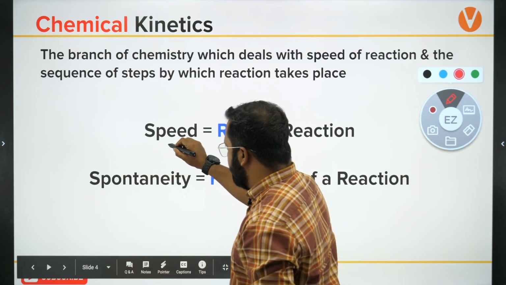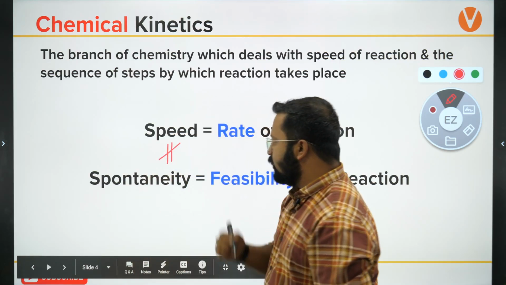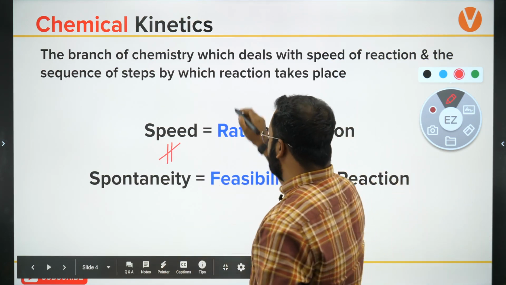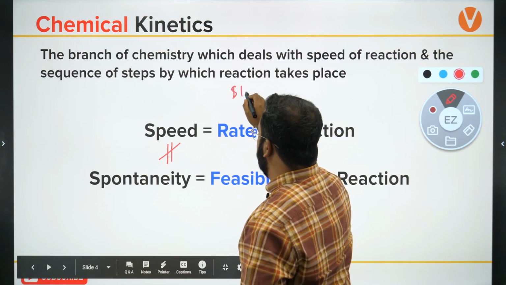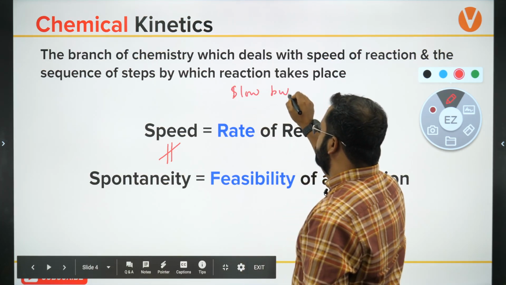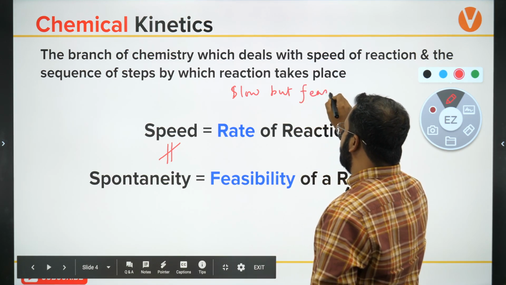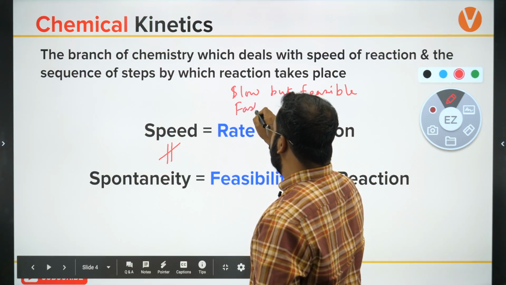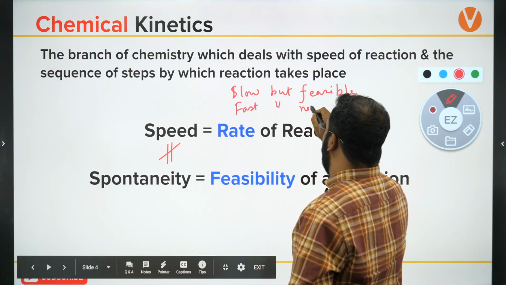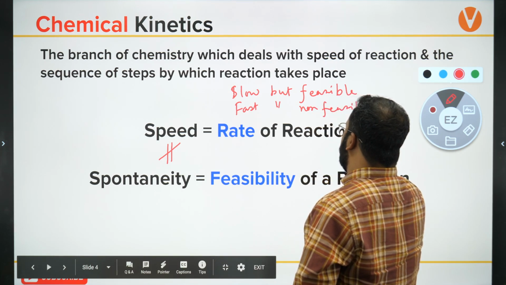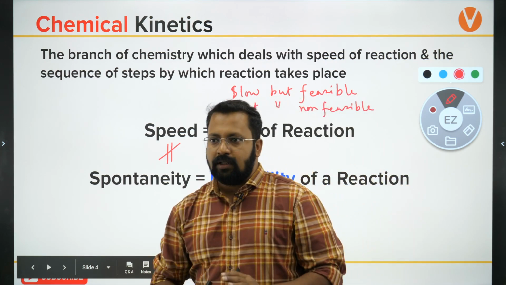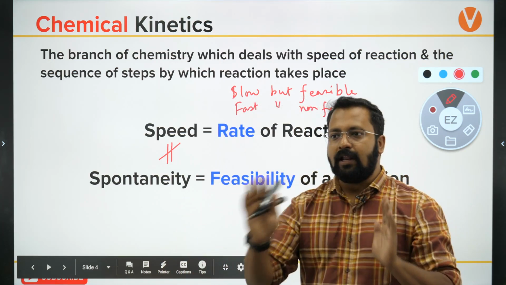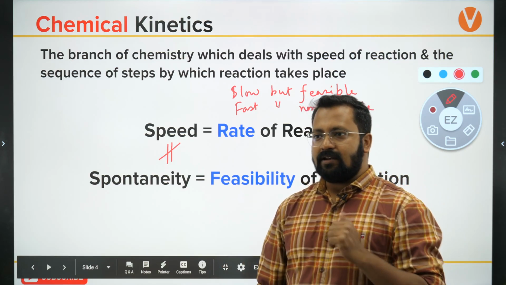Speed is not related to spontaneity. Speed is not related to spontaneity. ये हो सकता है कि एक slow reaction है but feasible. But it is also possible that there is a fast reaction but non-feasible. So it is quite possible. Okay, spontaneity and speed का कोई relation नहीं है. ठीक है, speed is less than rate of reaction is less.